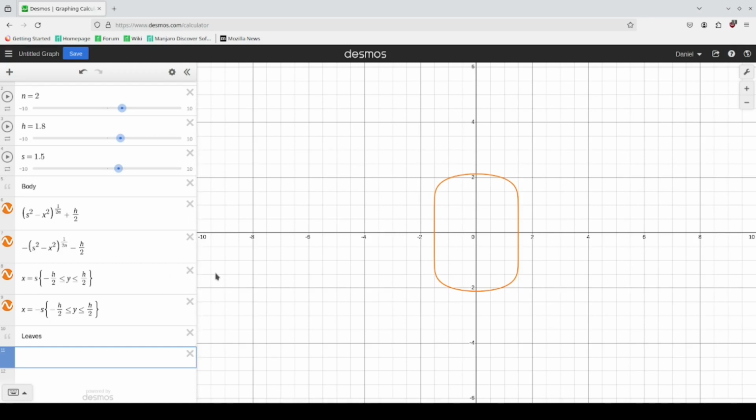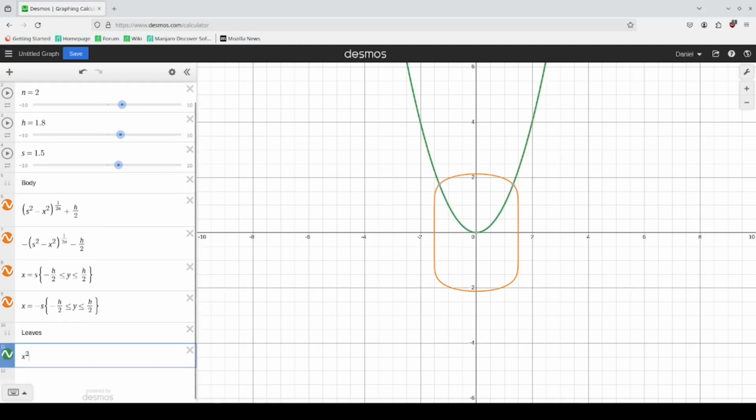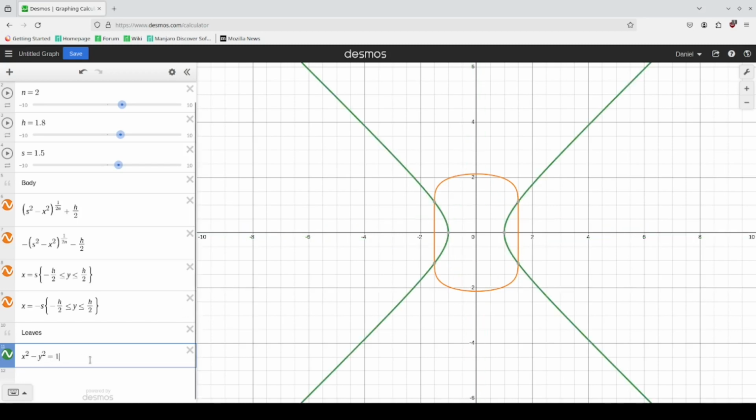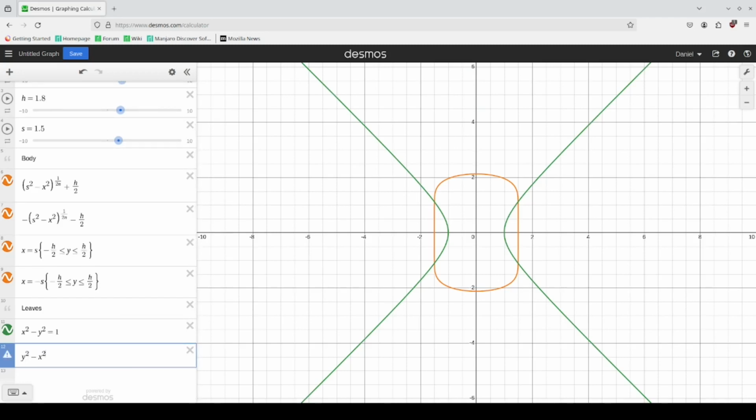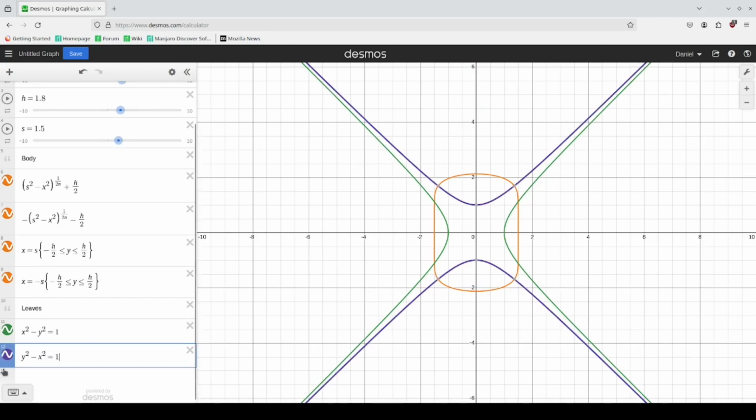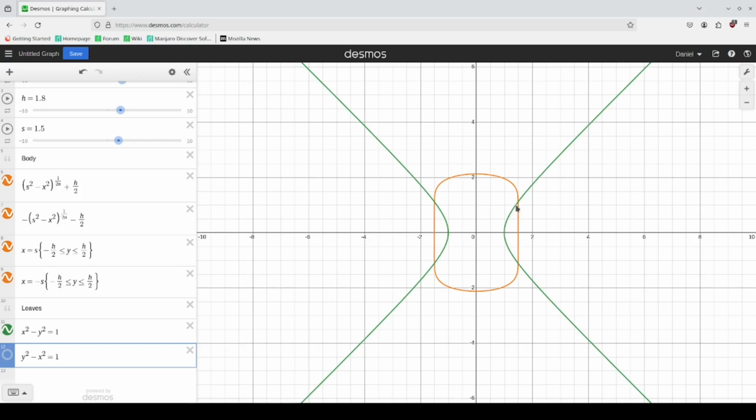So for the hyperbola, there's two kinds. So there's this version, x squared minus y squared, and then there's also y squared minus x squared equals 1. And the one that we're going to grab is this one up here, because we want to take the top half of this hyperbola and connect it with jagged lines.